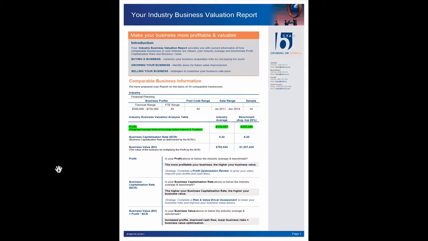And what we can see here is that for a business turning over between 300 and 750k, the average profit as measured by the 34 practices in this category is about 132,000 as opposed to the benchmark as measured by the top 20 is 233,000. So the summary of that is a benchmark firm in that category, being $300,000 to $750,000 turnover, is generating $100,000 more in profit.